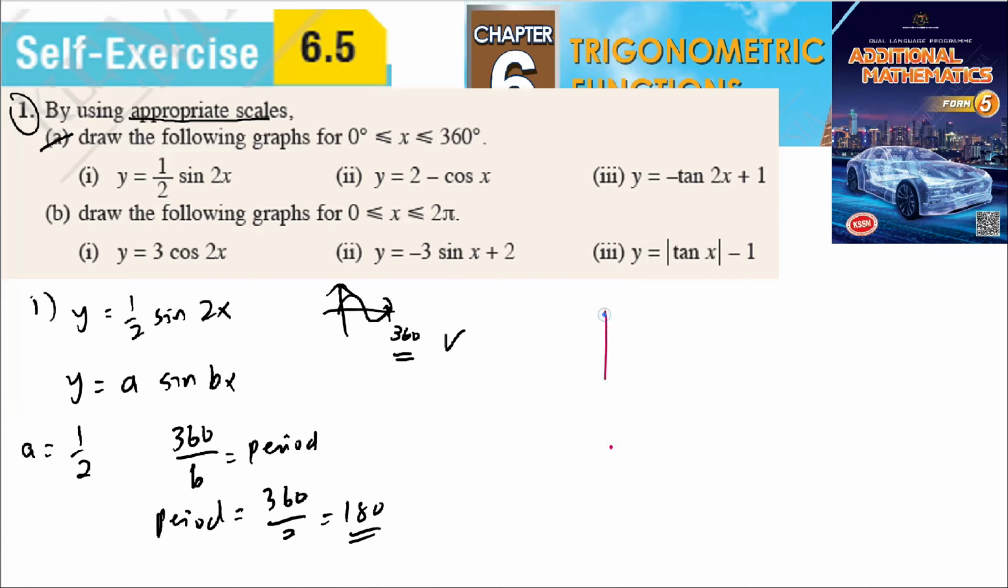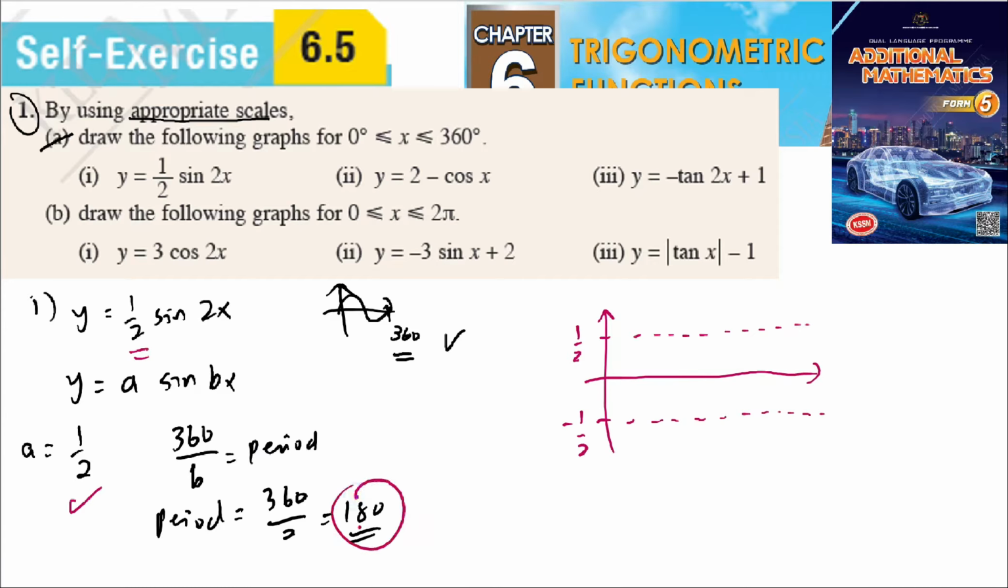So this one is just a sketch, right? We know that this one is half, which means that this one is half and this one is negative half. Alright, so amplitude done, and then we see here 2x. So the period is 180. That means at 180 you are getting this shape.